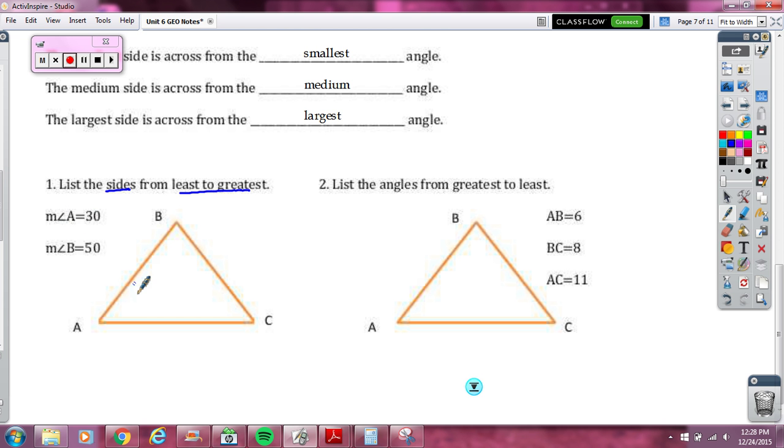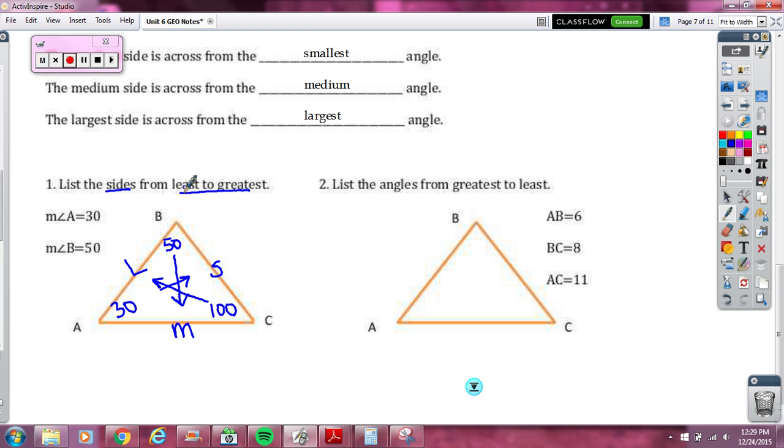So let's put that information in the picture. Angle A is 30, angle B is 50, and then if A is 30 and B is 50, together that's 80, so that means there's 100 degrees left over for angle C. And now I'm going to go label my sides. A is the smallest angle, so the side across from it would be the smallest side. B is the medium angle, so the side across from B would be the medium side. And C is the largest angle, so the side across from C would be the largest side.